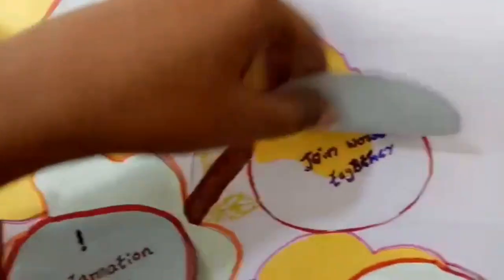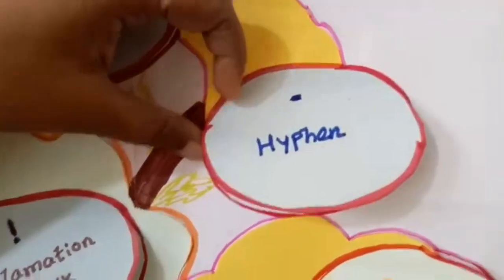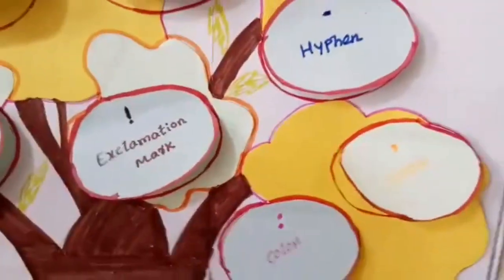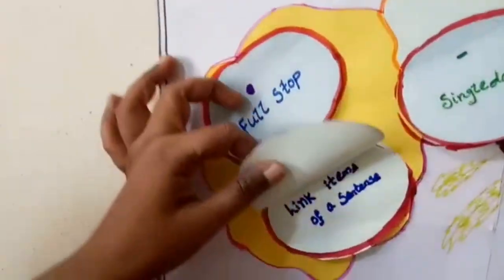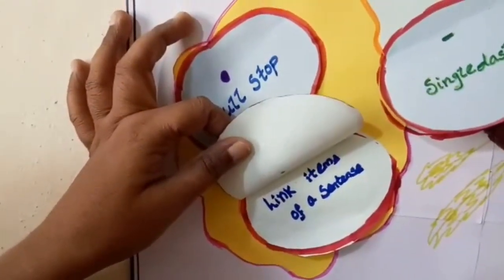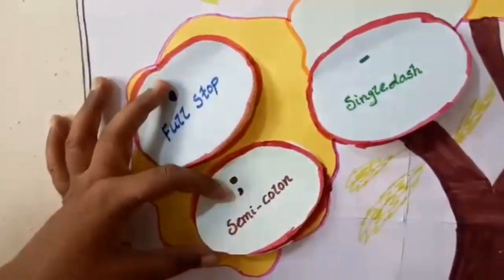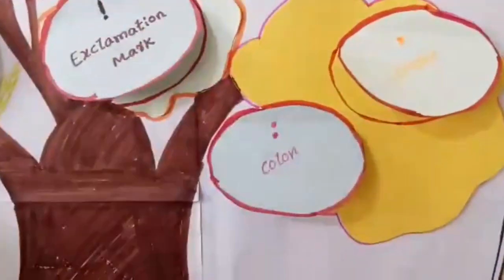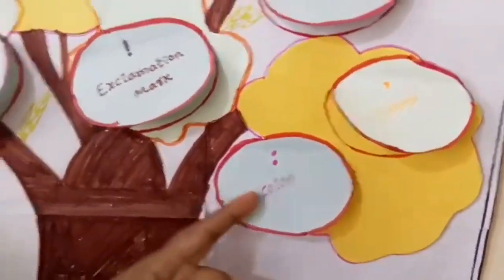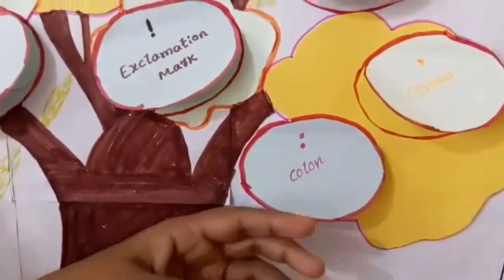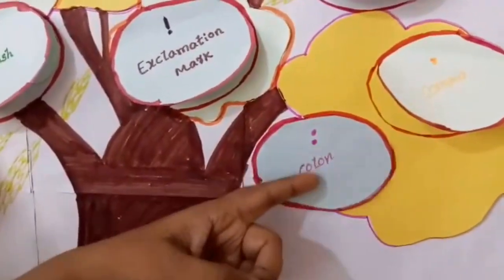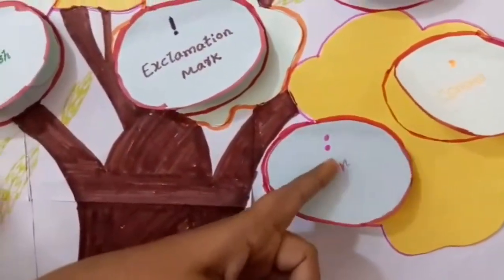Hyphen. We use a hyphen to join words together. If we take some examples like sister-in-law, brother-in-law, mother-in-law, father-in-law, to join those words, we use a hyphen. Next one is semicolon. Semicolon means link items of sentences. To link the sentences, we are using a semicolon. Next one is colon. Colon means introduce a list. For example, we are using a colon after food. That means we can include the items in food like apples, bananas, groceries, everything. These all items come under food. In that situation, we can use a colon after food.